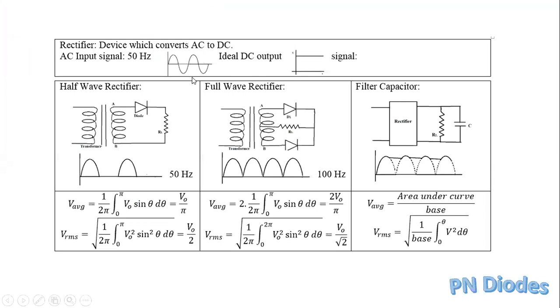So look at this. This is an AC signal and this is an ideal DC output, which means it should be straight like this. I'm sure all of you are familiar with the half wave rectifier and the full wave rectifier. Half wave means the lower half gets cut off, so it is not going through the diode, whereas in the full wave rectifier you will see the ripples like this. And what does a capacitor do?